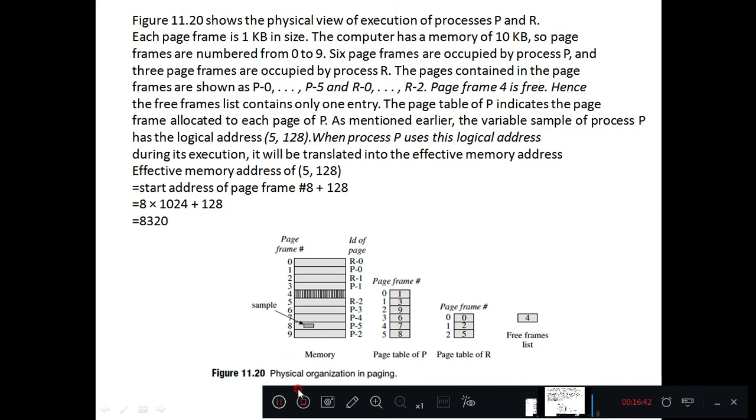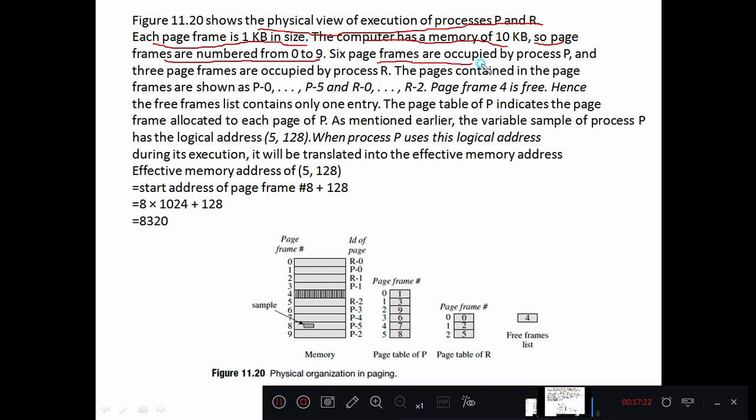Figure 11.20 shows the physical view of execution of processes P and R, right? So whatever logical view we have seen in the last to last slide is explained in the form of a physical view here. Each page frame is 1 KB in size. The computer has a memory of 10 KB, right? Because there are a total of 10 pages and each page size is 1 KB. So 1 KB into 10 is 10 KB. So page frames are numbered from 0 to 9.